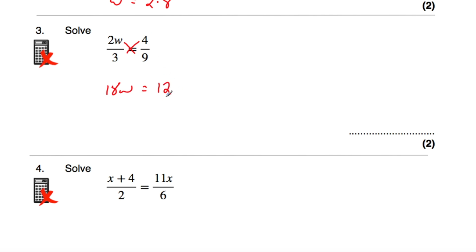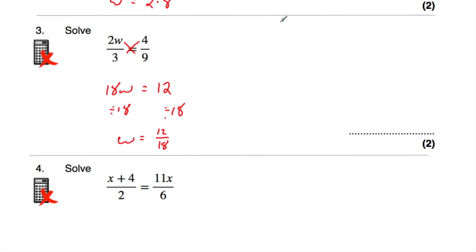Now we can divide both sides of the equation by 18, to get rid of the times by 18. So on the left hand side, 18w divided by 18 would just be w. And on the right hand side, we've got 12 divided by 18. I'm going to write it as a fraction, 12 over 18, because that's just 12 divided by 18.